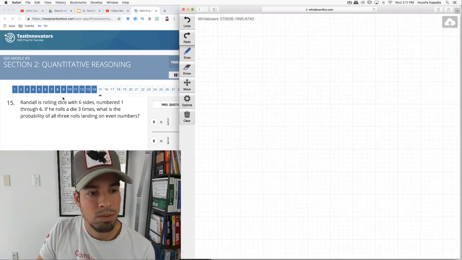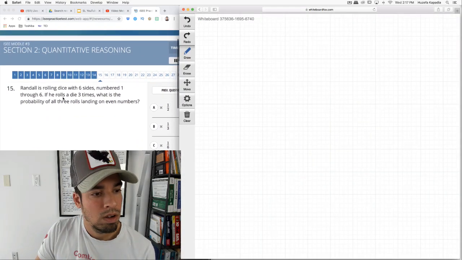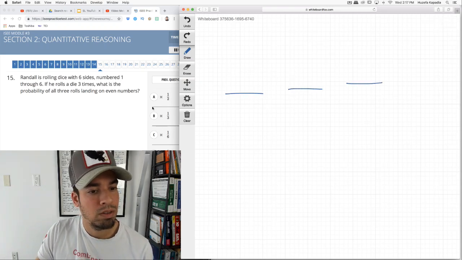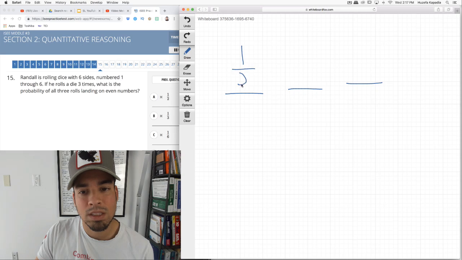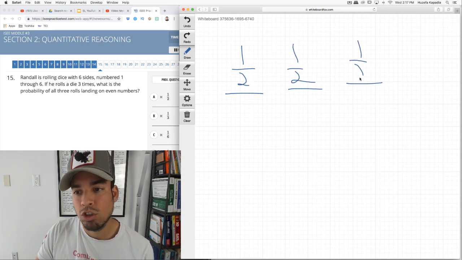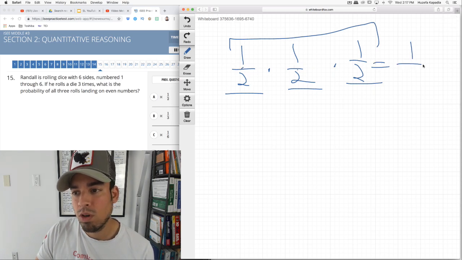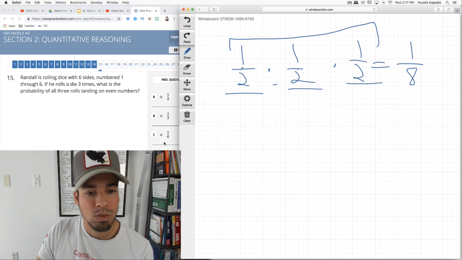Next, let me see how we're doing time-wise. Okay. Randall's rolling dice with 6 sides. If he rolls it 3 times, what is the probability of all 3 landing on even numbers? Each time it's got a 1/2 chance. So if we want the joint probability of landing on it all 3 times, we just multiply these together. It's 1/2 times 1/2 times 1/2 equals 1 over 2 times 2 times 2, which is 8. So 1/8.